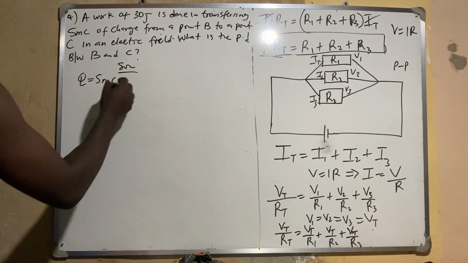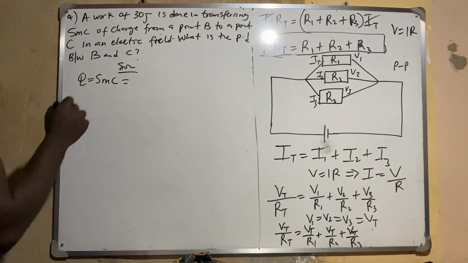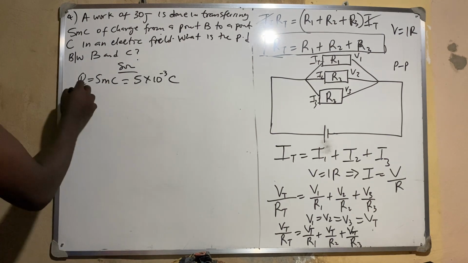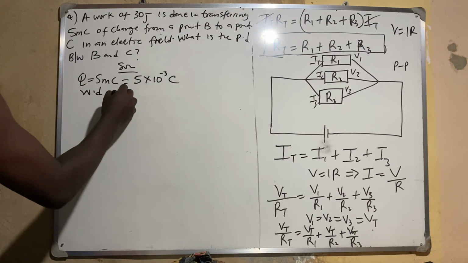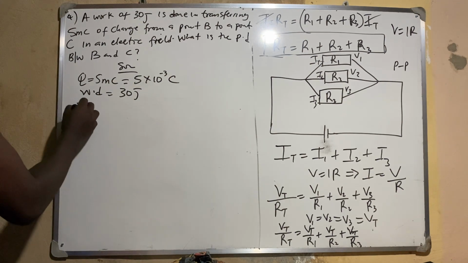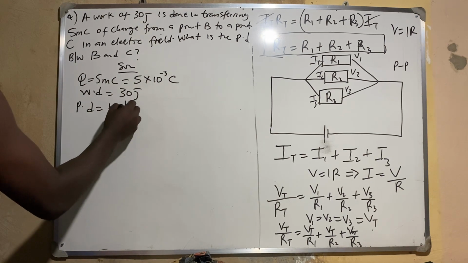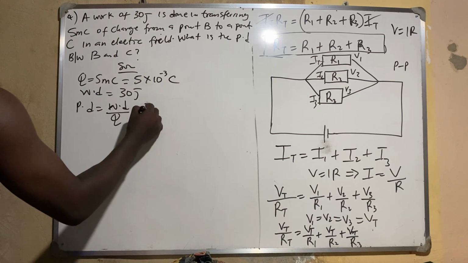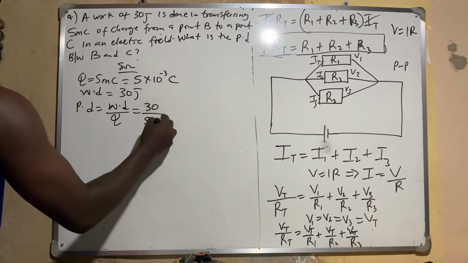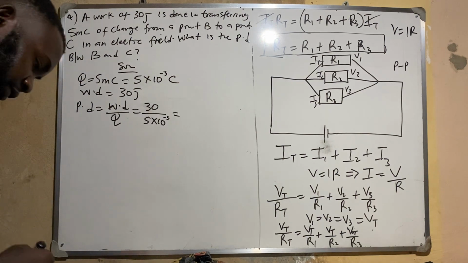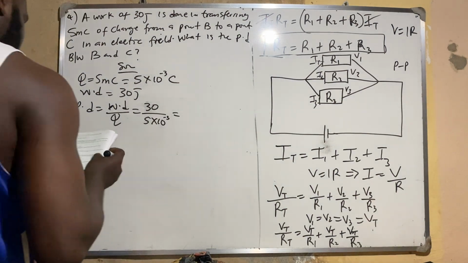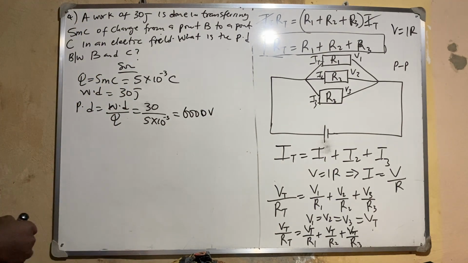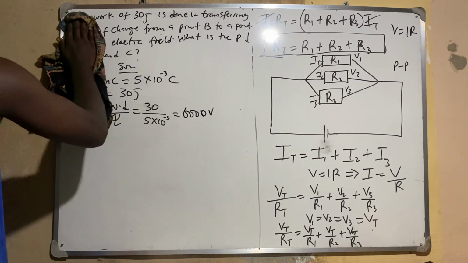We tell them that the charge they gave me is 5 mC, and that m means times 10 raised to power minus 3. So 5 times 10 raised to power minus 3 C, and the work done is 30 joules. I know that potential difference is work done per unit charge, which is 30 divided by 5 times 10 raised to power minus 3. So you have 6,000 volts. Okay, very, very simple. Question number 5.